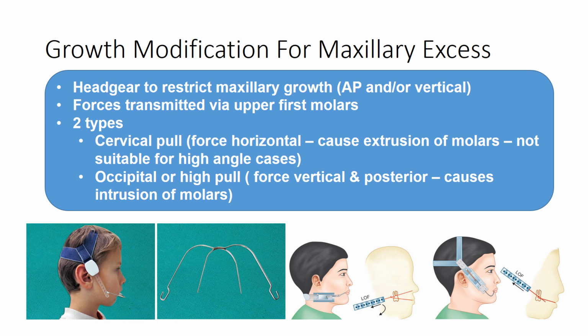The cervical pull headgear, where the force is directed more horizontally, and this can cause extrusion of molars and thus not suitable for high angle cases. Now, the other type of headgear is the occipital or high pull headgear, whereby the force is more vertical and posterior, and it causes intrusion of the molars, and this can be suitable for use in high angle cases.